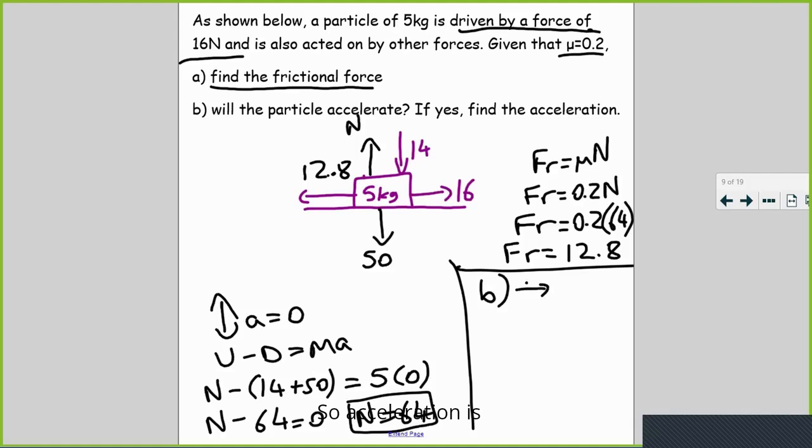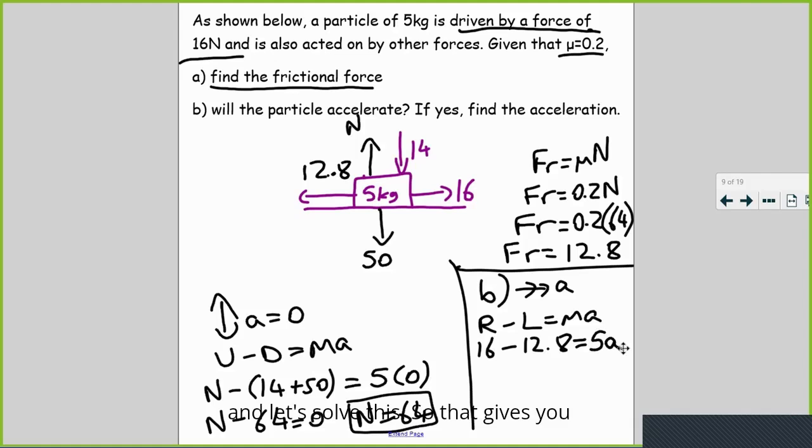So acceleration is to the right. We do right minus left equals ma. Going right is 16, going left is 12.8. Mass is 5, and A we don't know, so label that A. Okay, and let's solve this. So that gives you 3.2 equals 5A, and then A equals 3.2 divided by 5, which will give you 0.64.